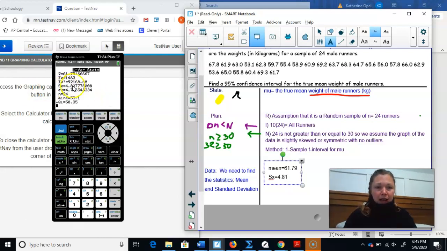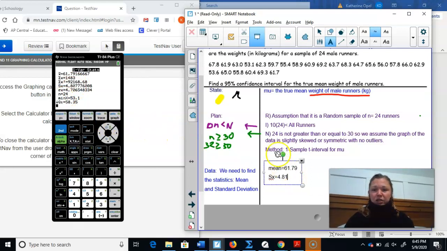And so you can see that right there, right? Because I want to round to this one. This one's about 5 or above. So my second decimal place has to go up. Okay, so we have our mean and our standard deviation.